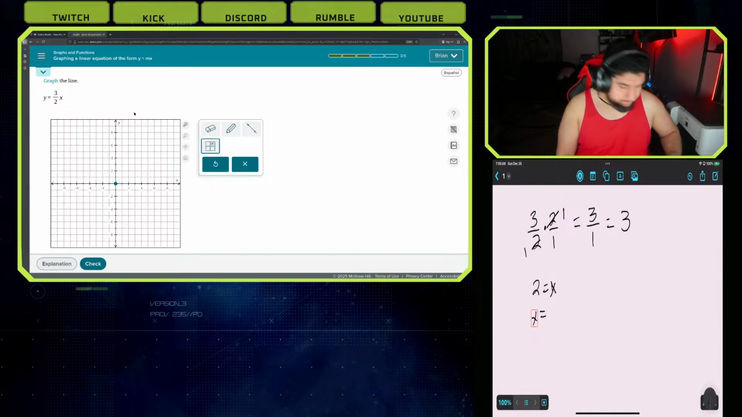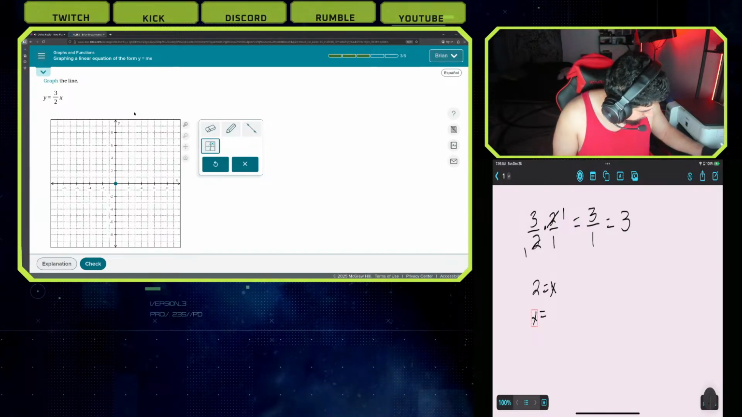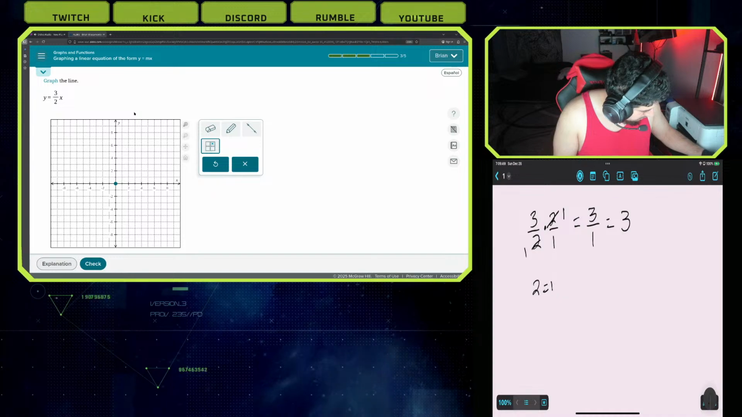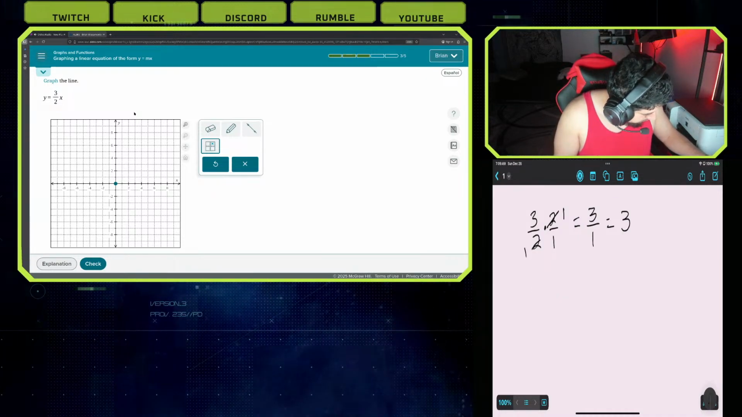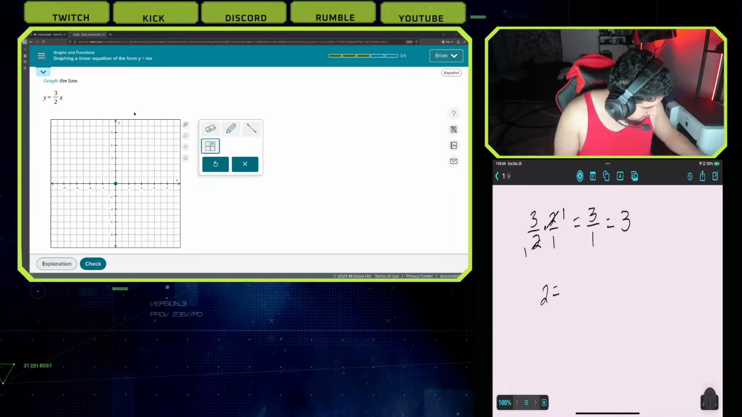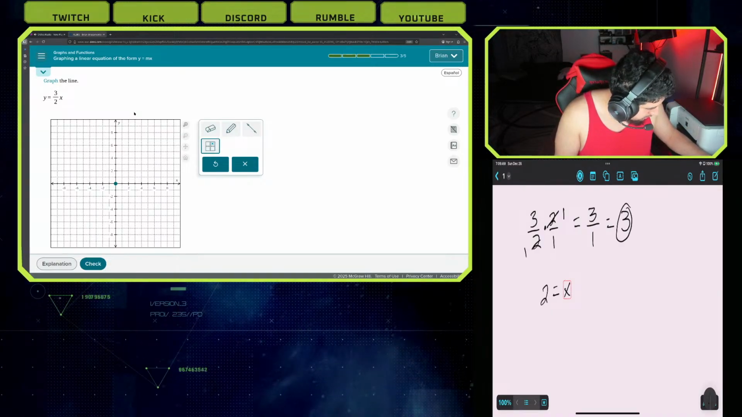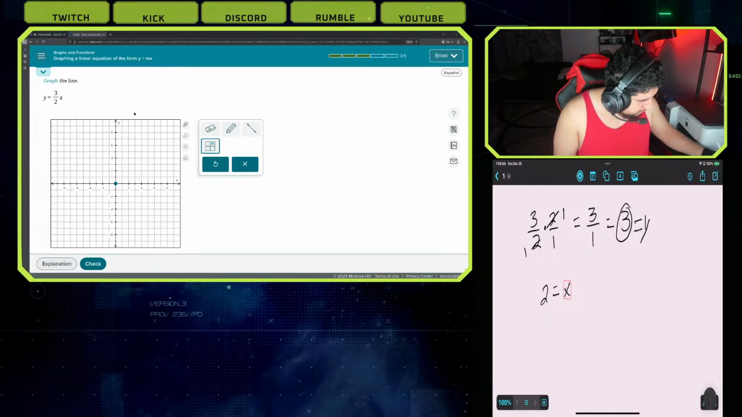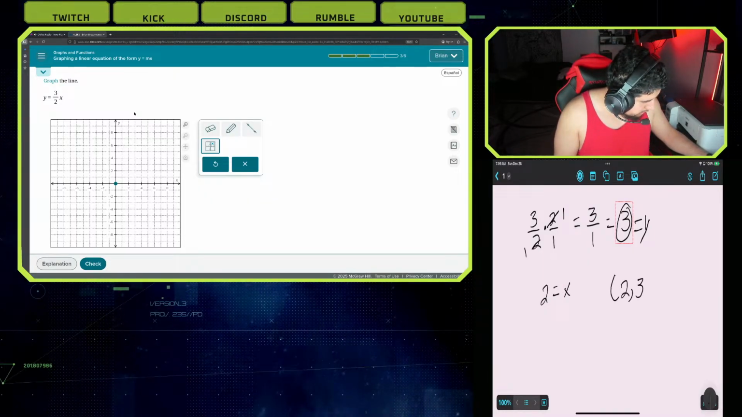Let's see. And then, my bad, you guys. So 2 is the x value, and then 3 is the y value. So the coordinate is going to be 2, 3.